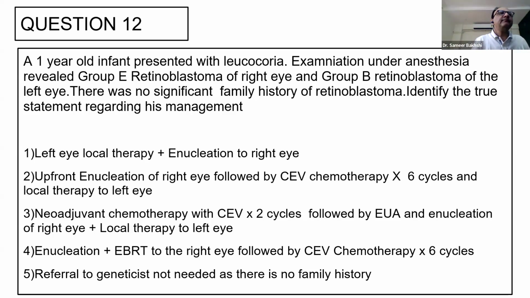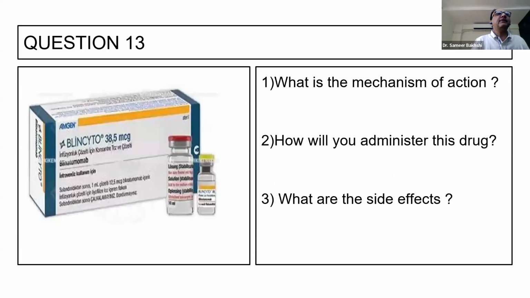Okay, next slide. Blinatumomab, mechanism of action, probably you know. How do you administer this drug? Tell me. Sir, is it given as an IV push, IV over 1 hour, IV over 5 hours, or something else? Sir, it is given as continuous infusion over 24 hours. For how many days? Sir, 28 days and then 14 days gap, sir. Okay, good. So it is given as a continuous infusion.